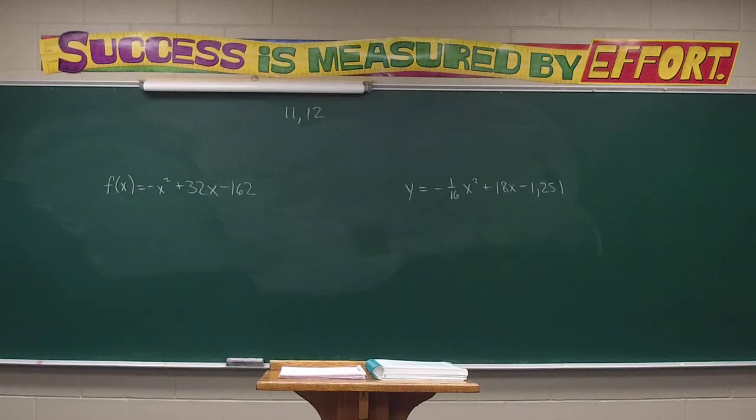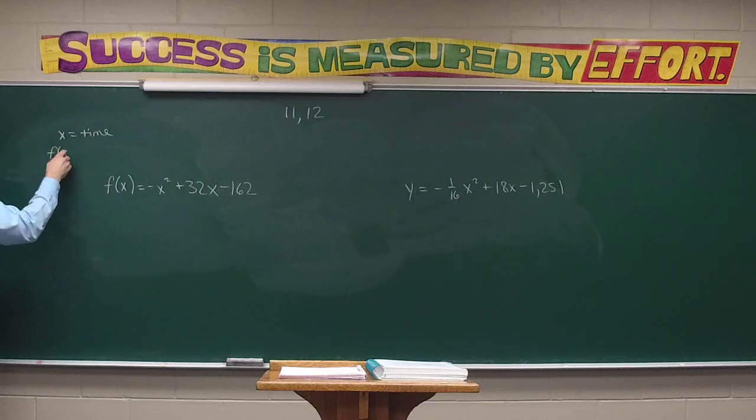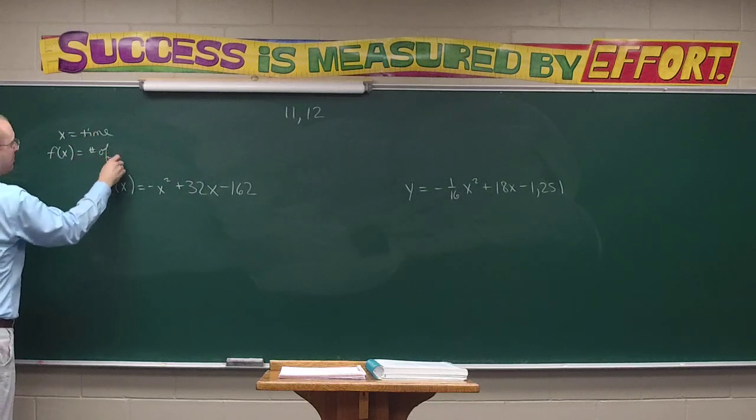Brandon, if you'll read number 11 for us. People often throw pennies into a fountain at the mall while it is open from 10 a.m. to 10 p.m. on weekdays. The number of pennies thrown into the fountain follows the parabolic curve f of x equals negative x squared plus 32x minus 162. Determine the time at which the most pennies are thrown into the fountain. What is the maximum number of pennies thrown at that time? All right, so x is the time, and then f of x is the number of pennies.